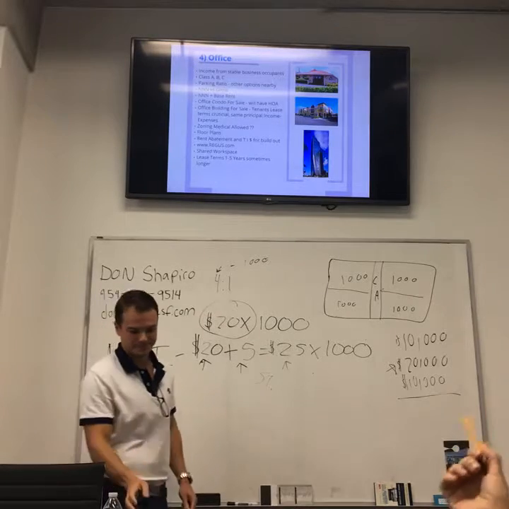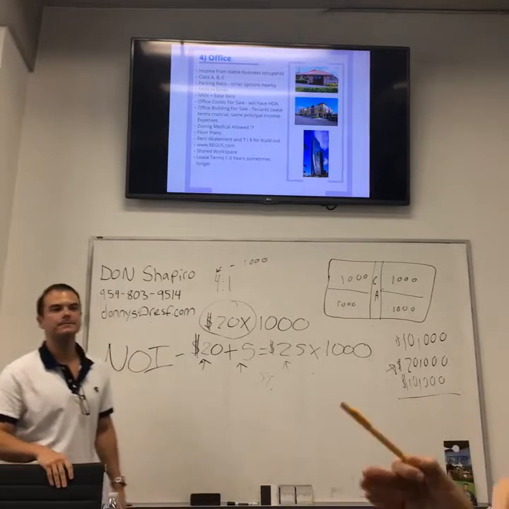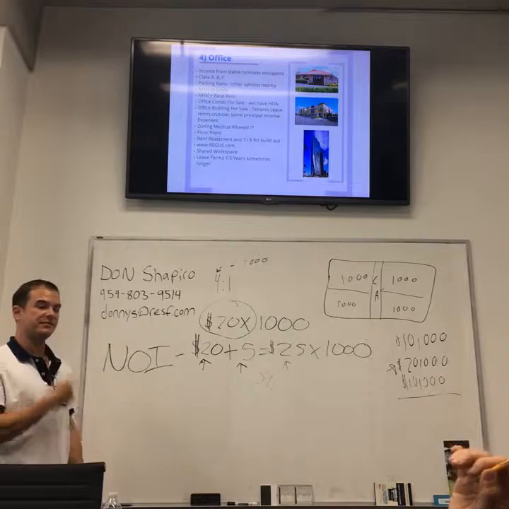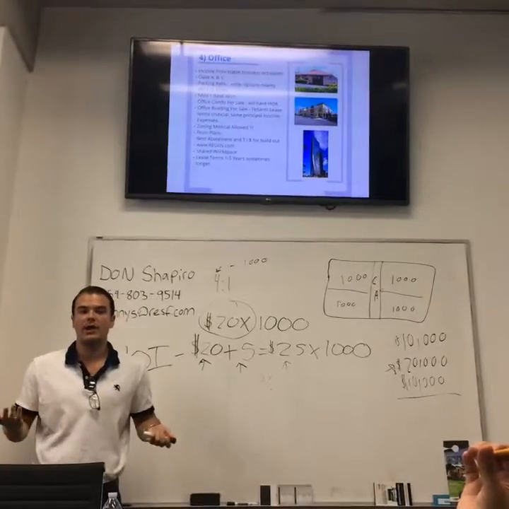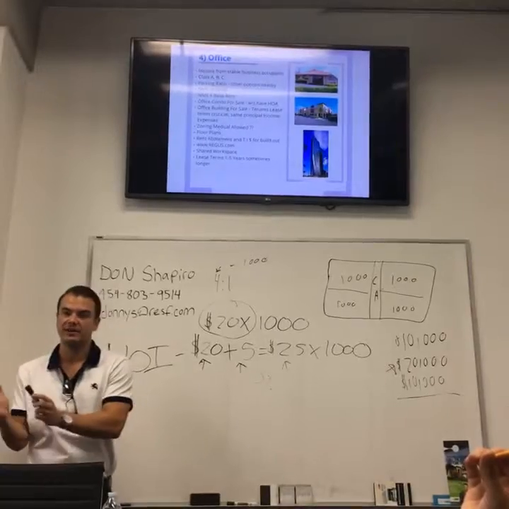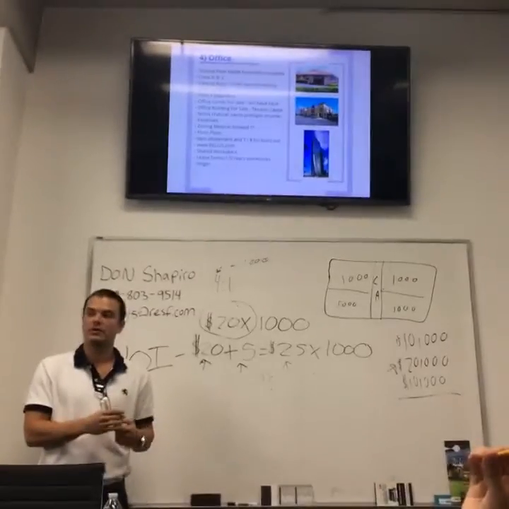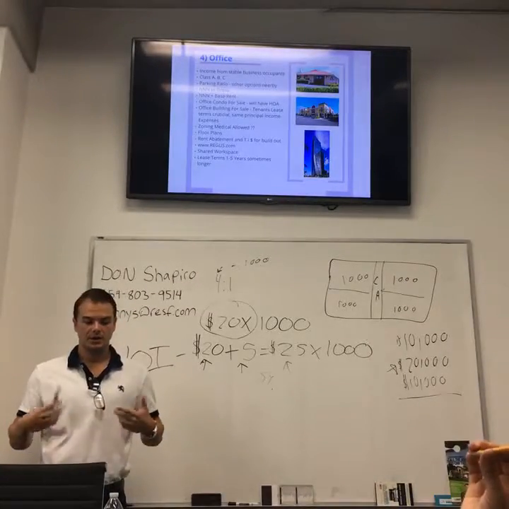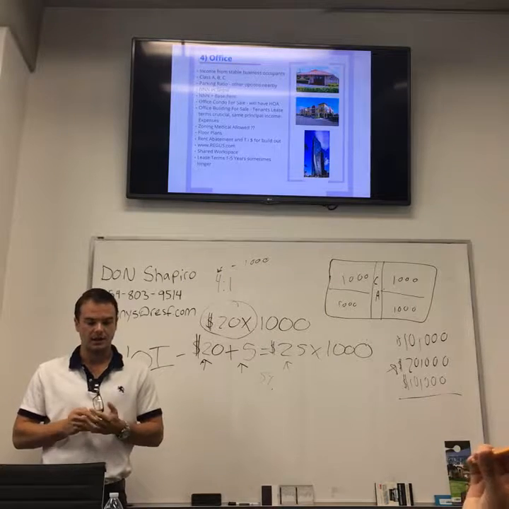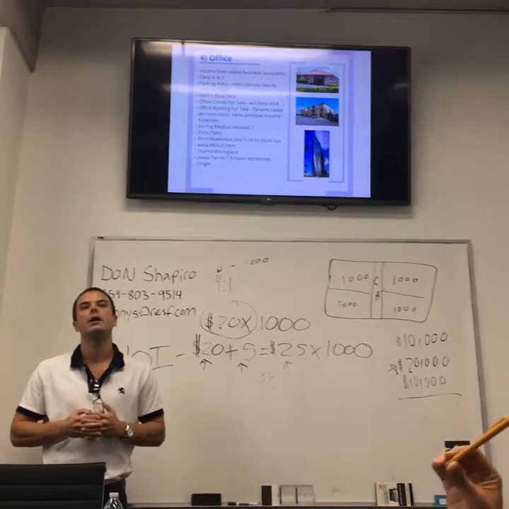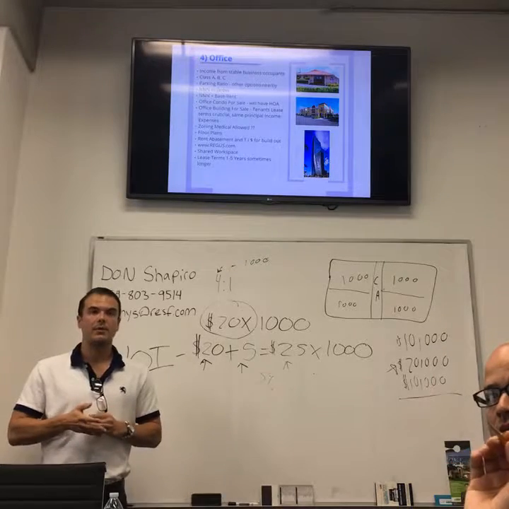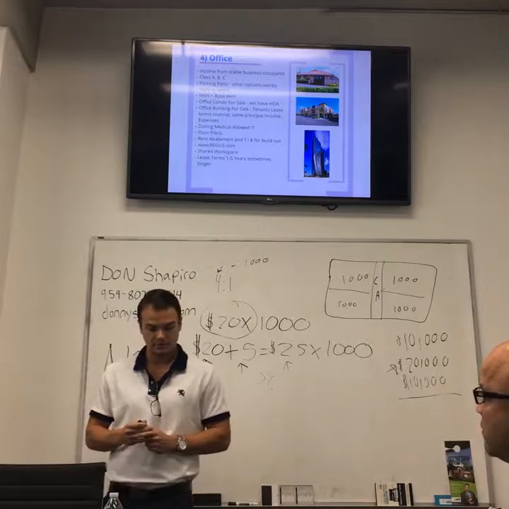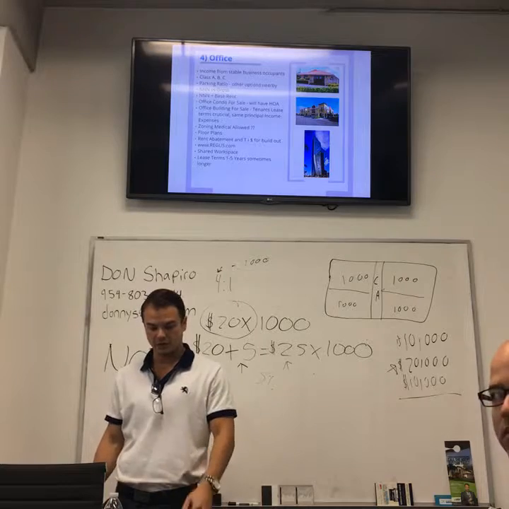And how common is the triple net versus the other structures? For office, it's very common to have triple net. If I'm representing a landlord, I want to have triple net because I want to pass the risk on to the tenants. So just know that it's very common. Are you done with questions and answers? No, I'm open to the office questions right now. Hold your questions.